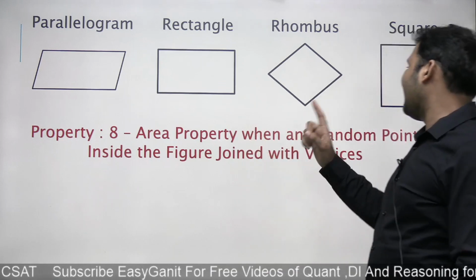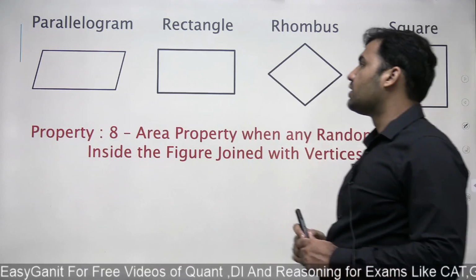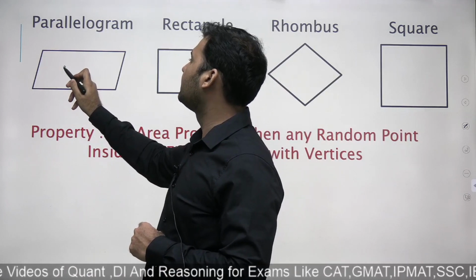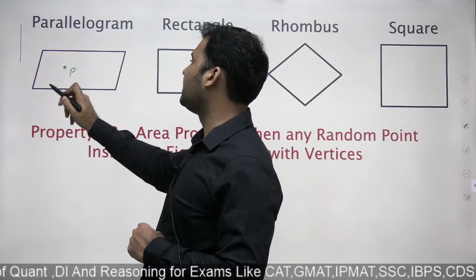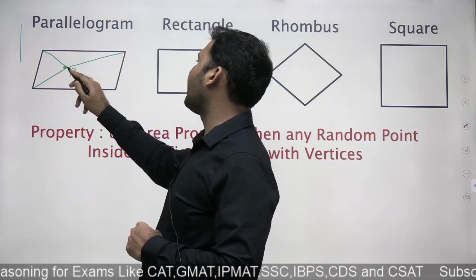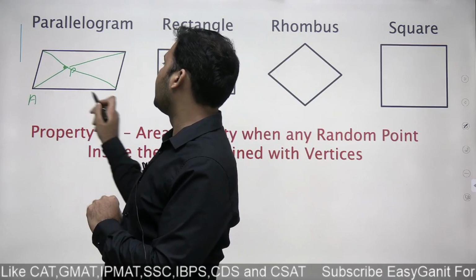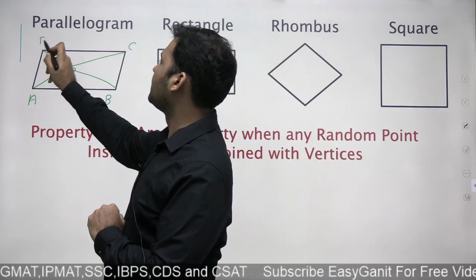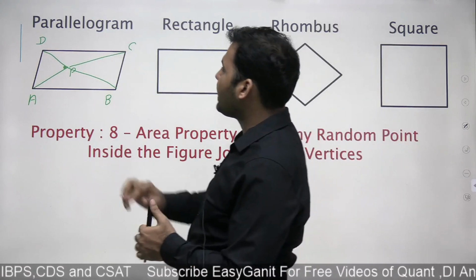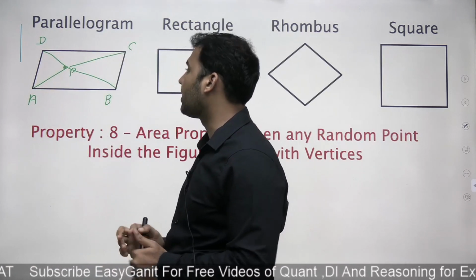Property number 8. Area property when any random point inside the figure is joined with the vertices. So guys, you see that in all of these figures, if I pick any random point inside the figure, let's say I'm taking a point P here, and I'm joining this point P with all 4 vertices. Now this is not the point of intersection of diagonals, keep this in mind. I'm taking any random point P here. This is my figure ABCD. Now, what is the area property when a random point P is taken inside the figure and joined with all 4 vertices? P is not the point of intersection of diagonals. Keep this in mind, okay?